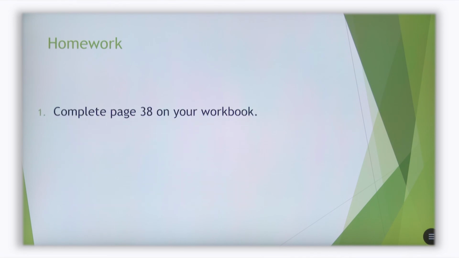Homework. When you go home, please try to complete page 38 on your workbook.